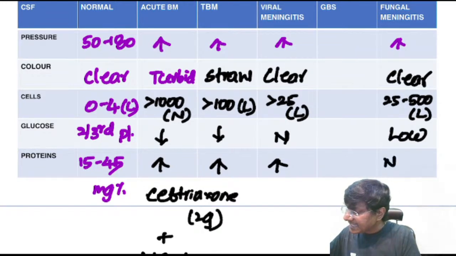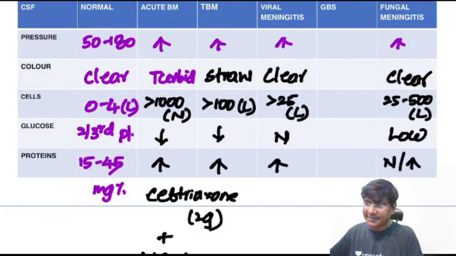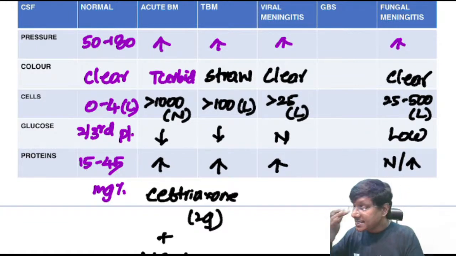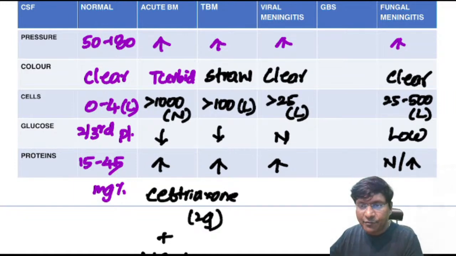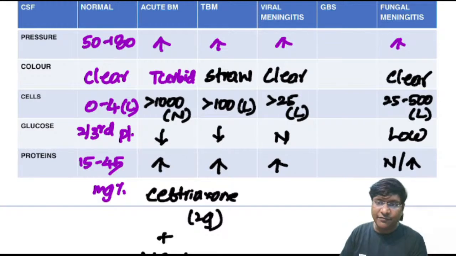And protein levels, either they are normal or elevated in patients with fungal meningitis. Okay, and in case of fungal meningitis, what is the drug that you will give? That is amphotericin B. Right, and at the time of discharge you can give fluconazole. Okay, so that is about your fungal meningitis.